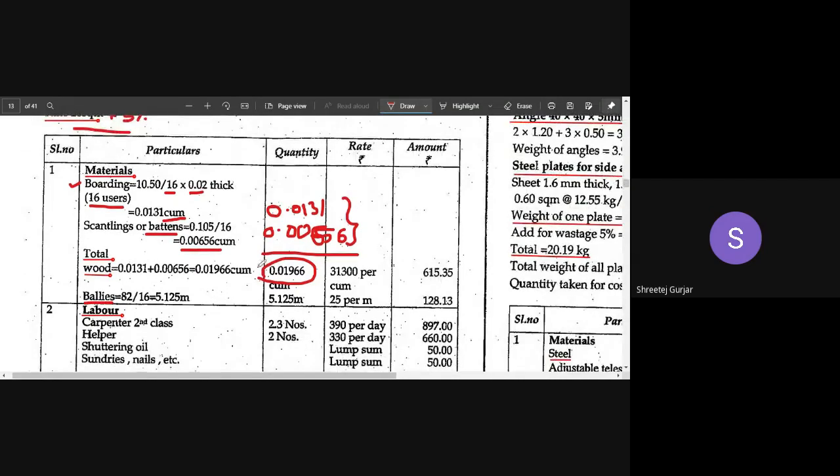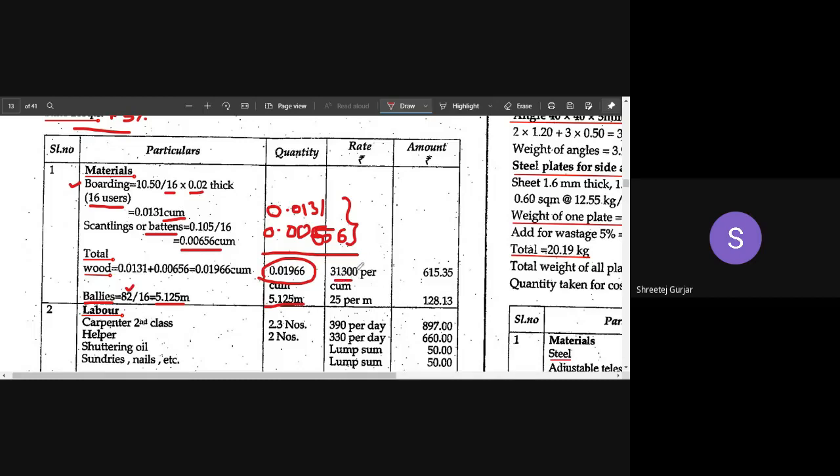Next, for ballies, we have to calculate in running meters, right? It is in running meters, hence we cannot add it over here. So 82 is the constant, the running meters number that we have adopted from the table. 82 divided by the number of uses, that is 16, hence it will be 5.125, which is written over here.